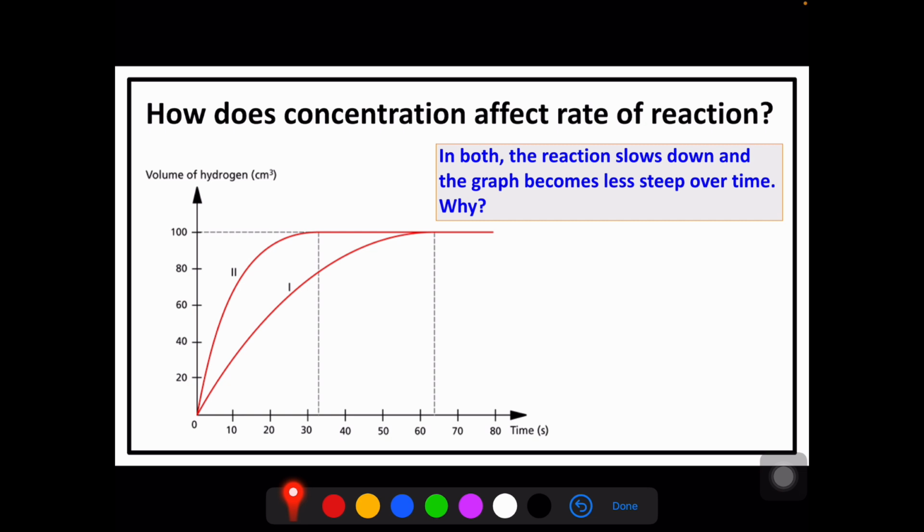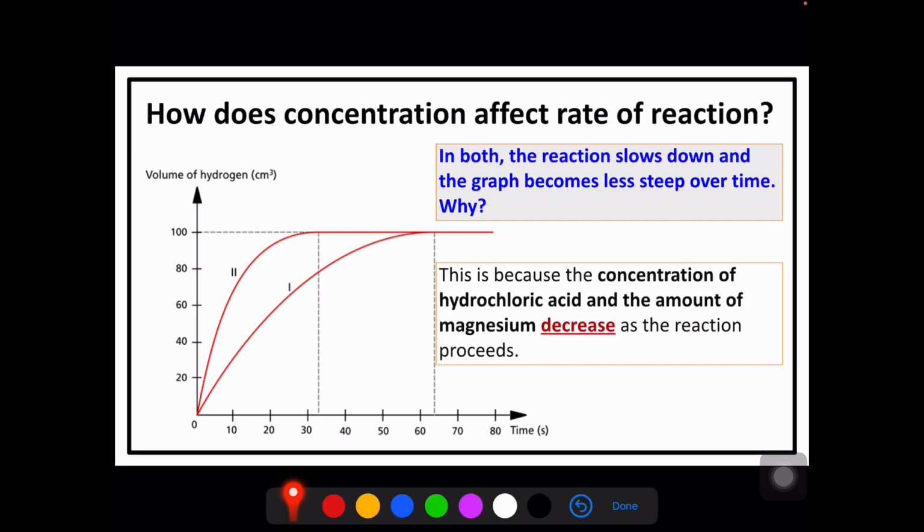And why does that happen? This takes place because over time, as the reaction happens, the concentration of the acid as well as the mole of the magnesium, that means the reactants, actually decreases. So as the reaction happens, the amount of reactants actually decreases as they are reacting, so they will start to disappear. So over time, you realize that the reaction will get slower and slower, and that's just natural because eventually all the chemicals will be used up. And hence the graph will eventually plateau.